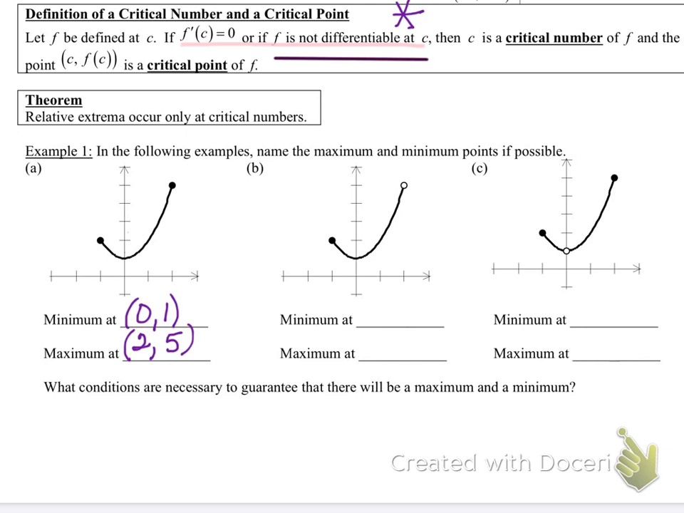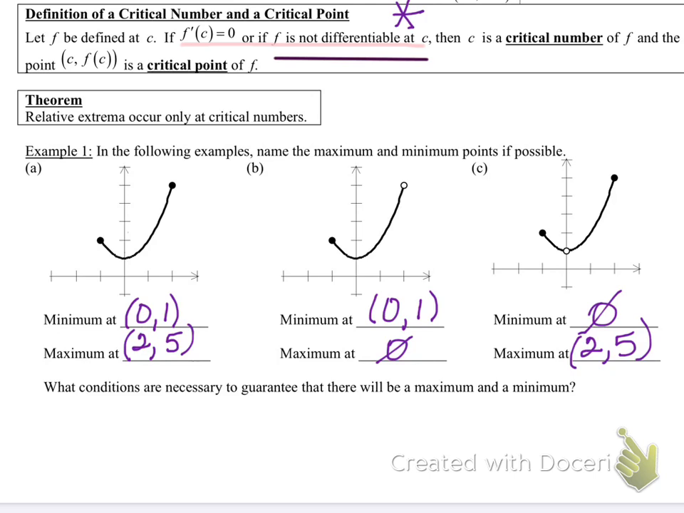If I had said that we were examining from -1 to say 1/2, we would have a maximum at -1, 2. But that is not the interval specified by the graph. We have a minimum at 0, 1, and we have no maximum. Then we look over at C, we have no minimum, and we have a maximum at 2, 5.